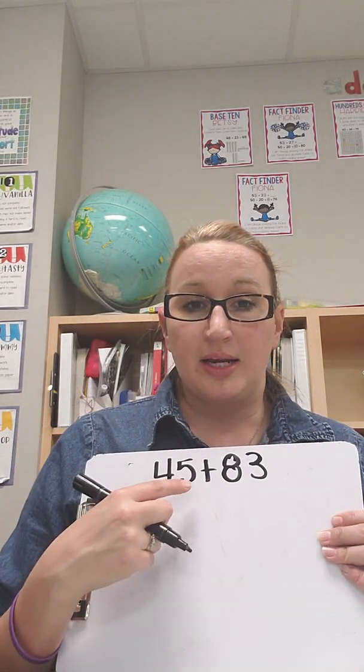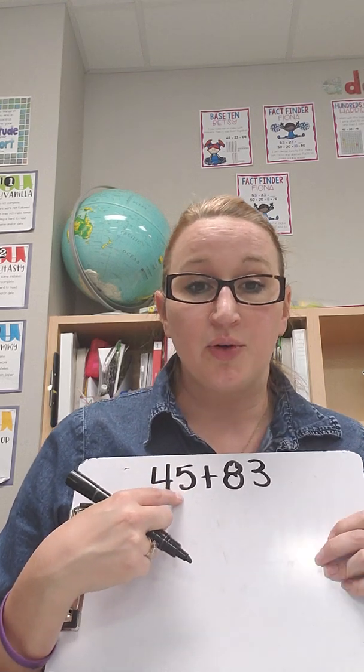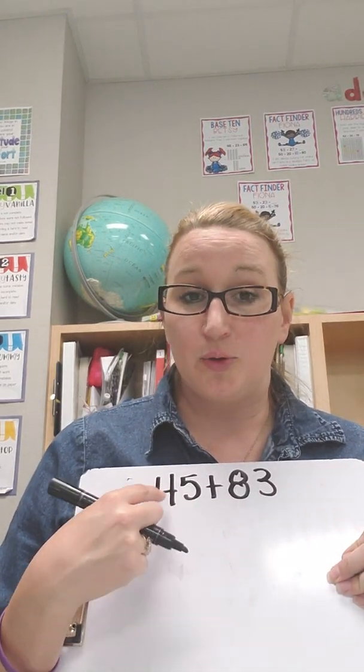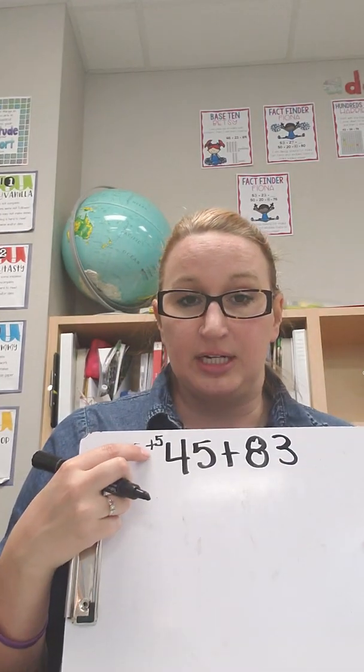So I'm going to take that same 45 plus 83, and I'm going to use compensation. If you think about this, I know if I add 5 more to this 45, I'm going to get 50. So I'm going to represent that by putting a little 5 over here at the very top, and then I'm going to put 50 below that.